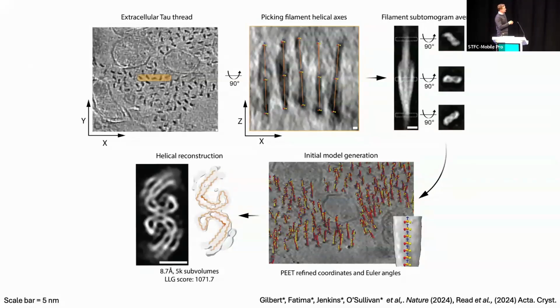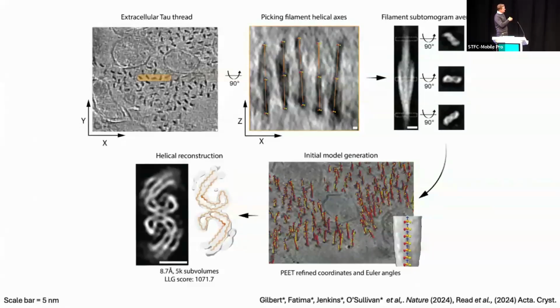To then try and obtain higher resolution structures, we can position additional model points along the helical axis, and then, using that repeating nature of an amyloid, we're increasing the number of subvolumes that we can use to generate an initial model. And we can feed this into RELION and perform helical reconstruction. And using this approach, we were able to resolve the polypeptide backbone conformation and inter-beta sheet separation of paired helical filament tau to 8.7 angstrom resolution from 1 tomogram in tissue.